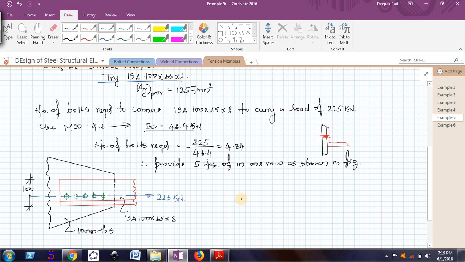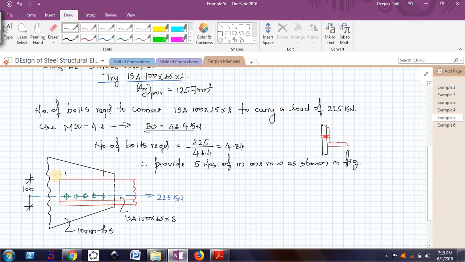Now this is actually the connection. So an angle which can carry 225 kilonewton with 5 bolts, but I have to prove that this angle, that is ISA 100 by 65 by 6 with the 100 mm leg connected to the gusset plate of 10 mm thick with 5 bolts in the end connection, can carry a load of 225 kilonewton, right? And I also need to mention the edge and pitch distances.